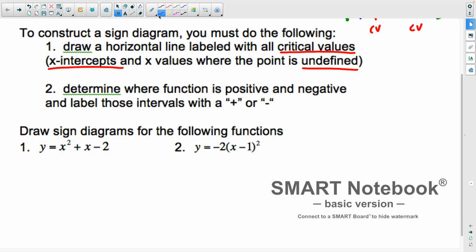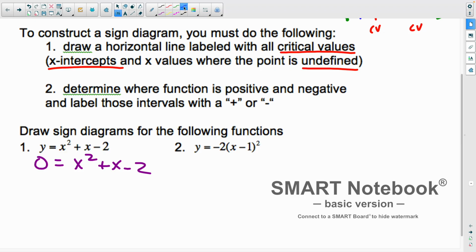If I'm going to draw a sign diagram for this, I need to find critical values, which means I need to find x-intercepts. So how are you going to start that if we're looking for x-intercepts? Plug in 0 for y. So we're going to do that first. And then how do we find this? Hopefully it factors. If it doesn't factor, go quadratic formula, use your calculator.